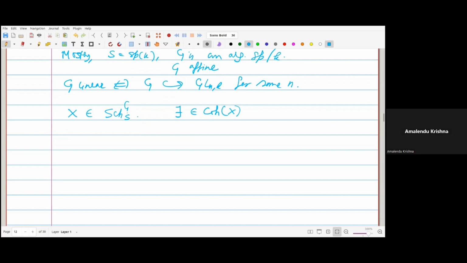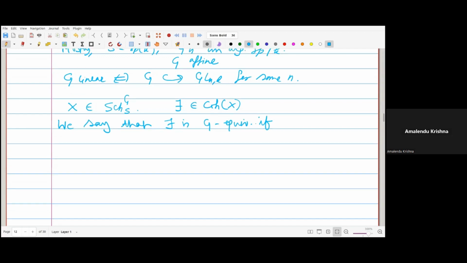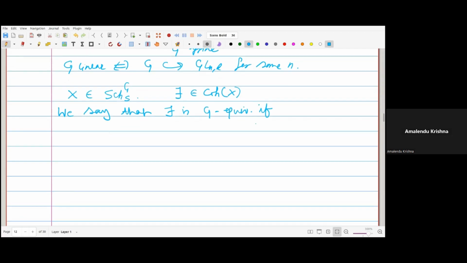So when do we say that F is G-equivariant? We say that F is G-equivariant if it just basically means that G acts on F, and this action of G on F is compatible with the action of G on X. But again, more formally, we write like this.